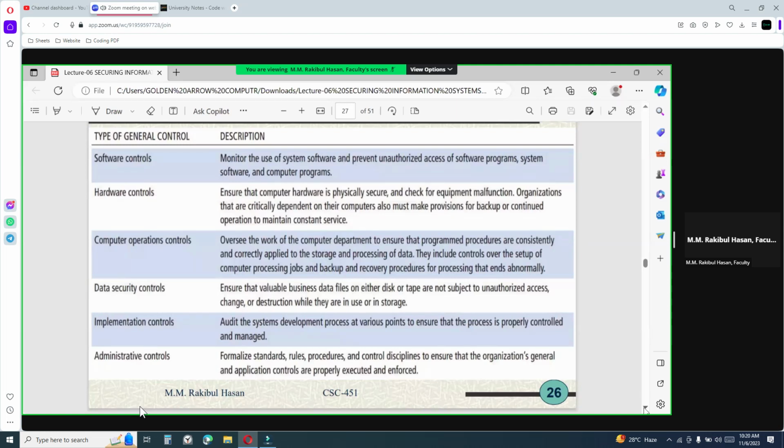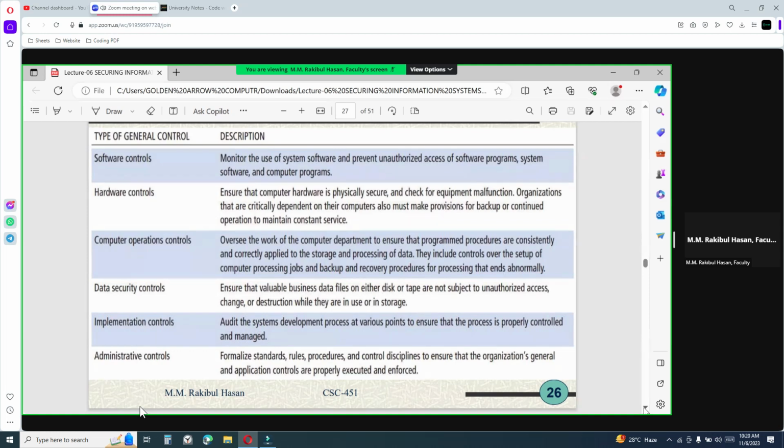Then implementation control, during the development time of the software. During the development time of the software, you have to control how many people are going to get the code. Who is going to test the software. Whether any bug is available or not during the development time, whether anyone installs any spyware or not. These are the things you have to maintain during the implementation control time. Then the last one, administrative control.